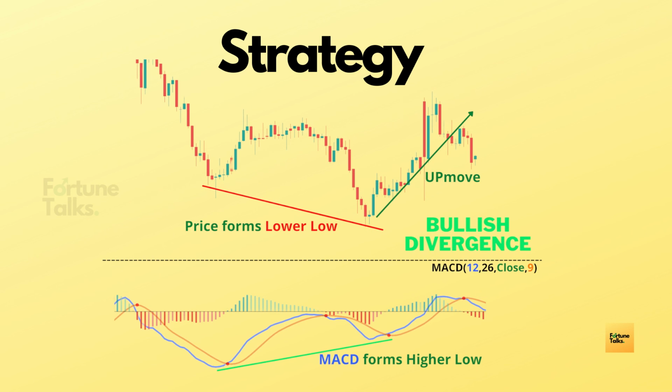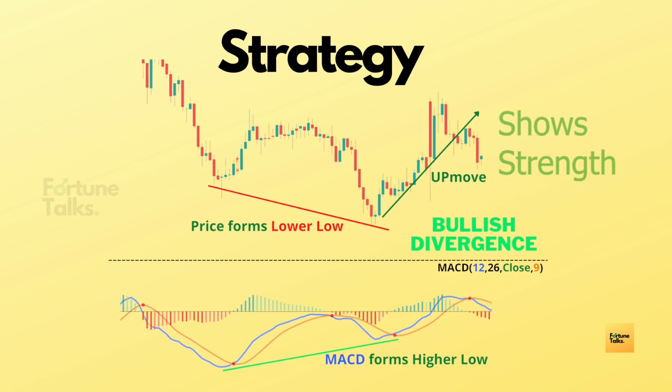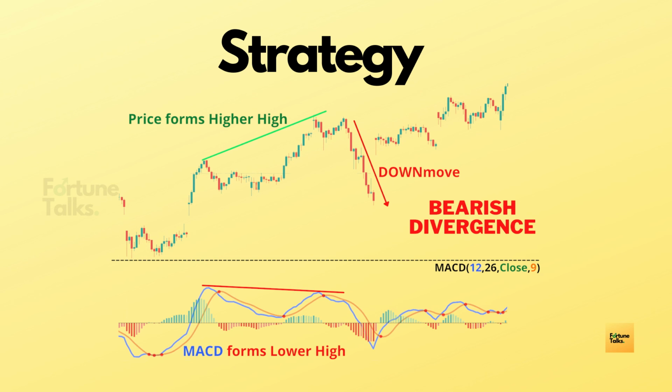For example, a bullish divergence occurs when the price records a lower low, but the MACD records a higher low. Similarly, bearish divergence is the opposite of a bullish divergence, and it occurs when the price records a higher high and the MACD records a lower high. The bullish divergence is an indicator of a strong reversal in the upward direction. On the other hand, a bearish divergence signals a price reversal in the downward direction.